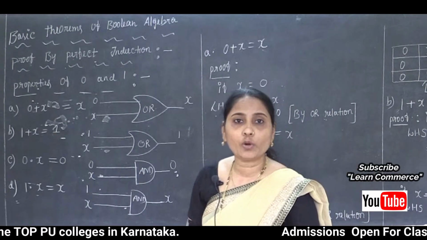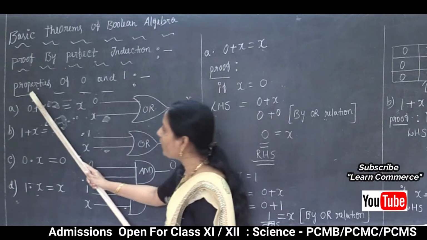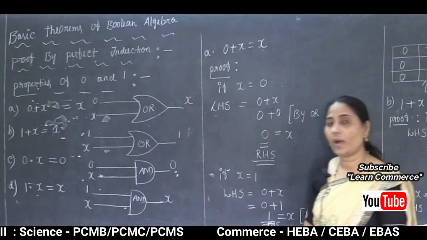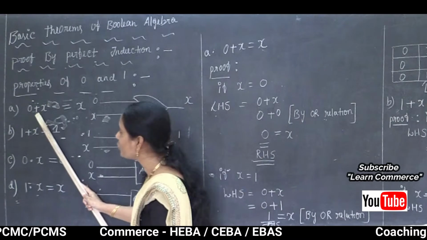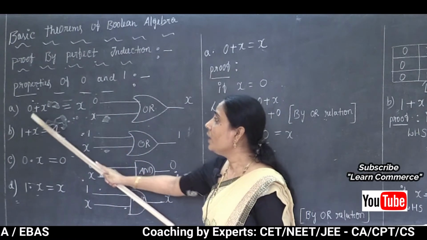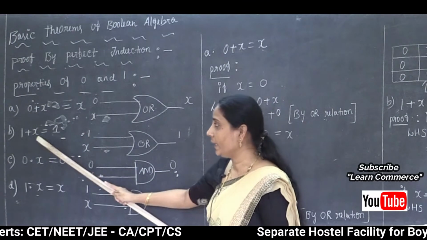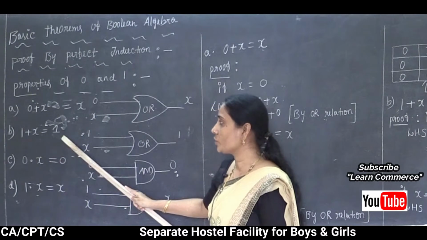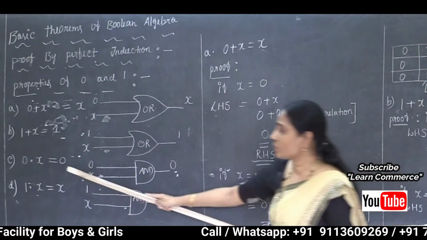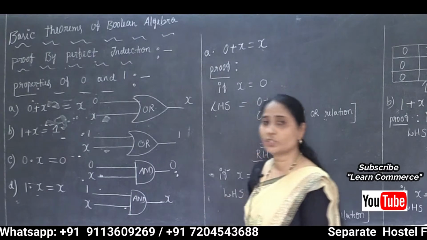Some of the rules are, first, the properties of 0 and 1. In the properties of 0 and 1, we need to prove the first law: 0 plus x is equal to x. Second, 1 plus x is equal to 1. Third, 0 and x is equal to 0. Fourth, 1 and x is equal to x.